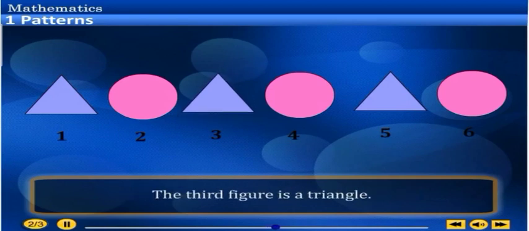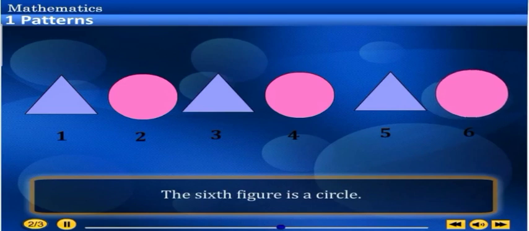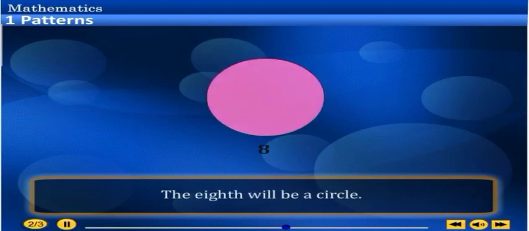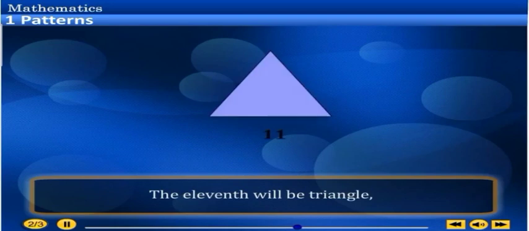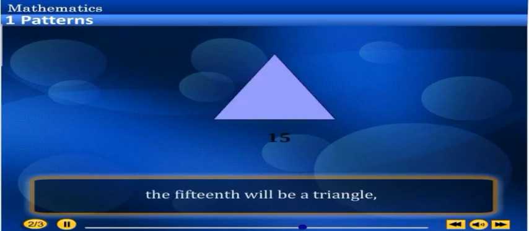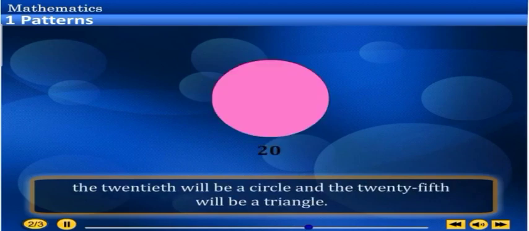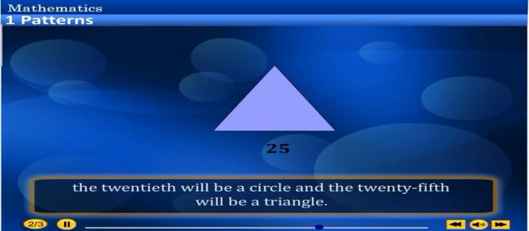The 3rd figure is a triangle. The 6th figure is a circle. The 8th will be a circle. The 11th will be a triangle. The 15th will be a triangle. The 20th will be a circle. And the 25th will be a triangle.